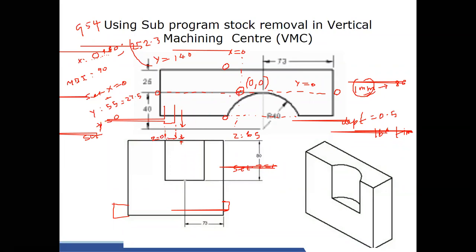Once this setting is done, with respect to the origin, find out the coordinates of this point, this point, this point, and this point. These coordinates are already defined. Our objective is stock removal along this. I should know the starting point and the ending point. These coordinates I can calculate with respect to this origin. Once this is known, I can move clockwise or anti-clockwise. In this case, I am assuming I am moving anti-clockwise. My tool will be moving in the anti-clockwise direction. This will be the start point and this will be the end point.